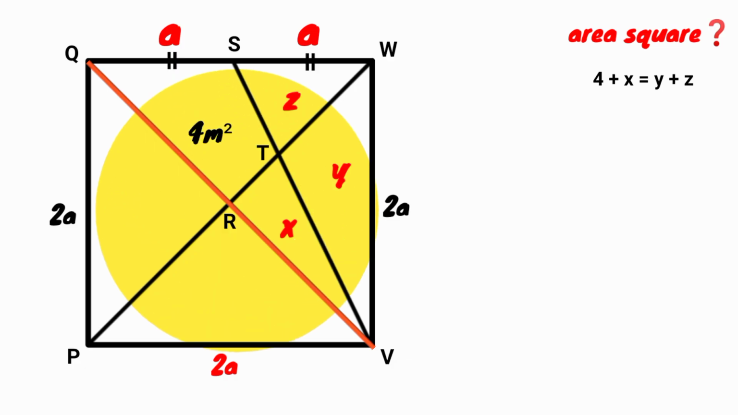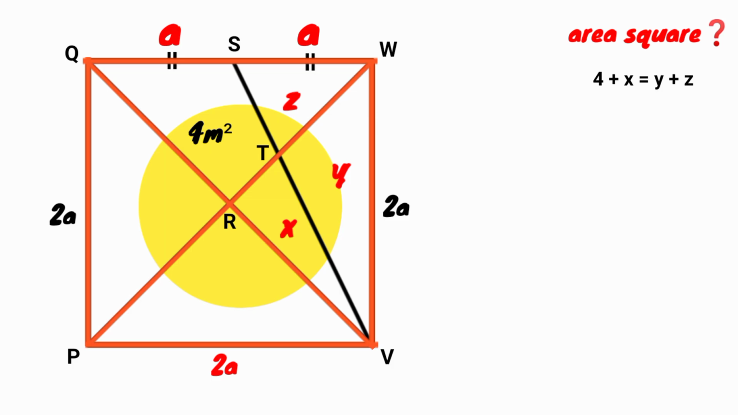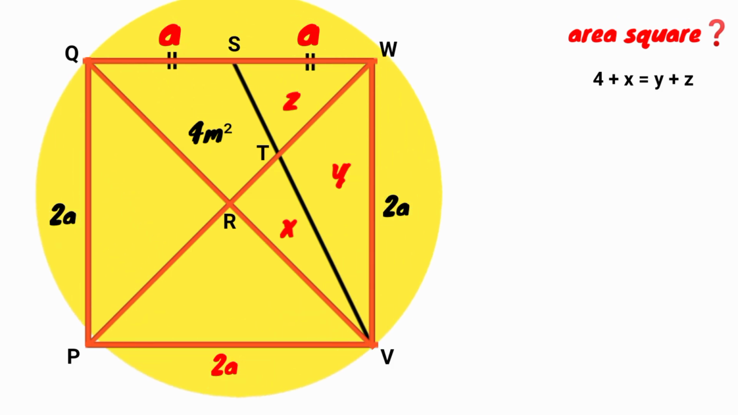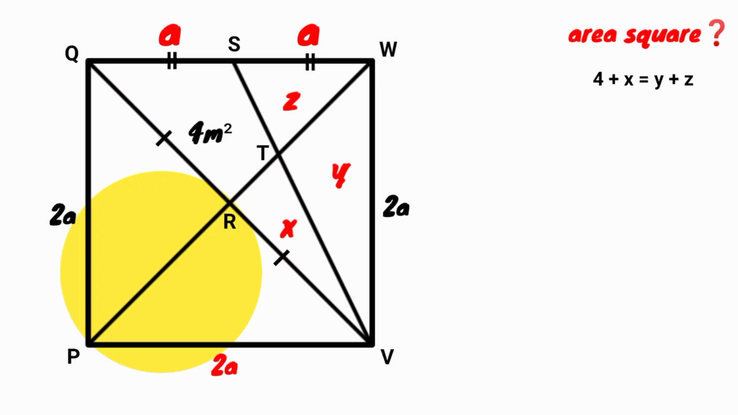Look at this line QV. It is a diagonal of the square. Same is for this line. It is also a diagonal of the square. They meet at this point. The diagonals of a square bisect each other. That is, this segment and this are congruent, and this are also congruent.